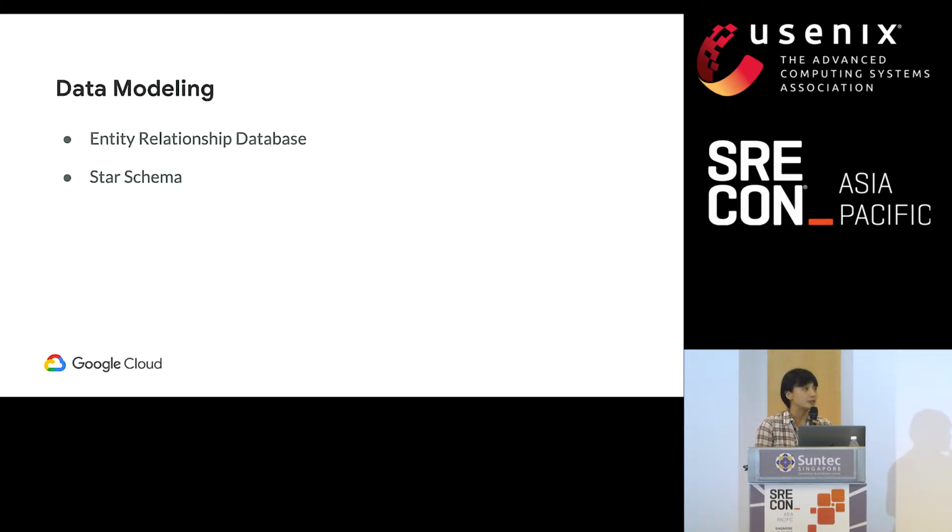For database modeling, we experimented with 2 data modeling techniques. The first one is traditional entity relationship data modeling. The second one is star schema, which is commonly used for data warehouses.